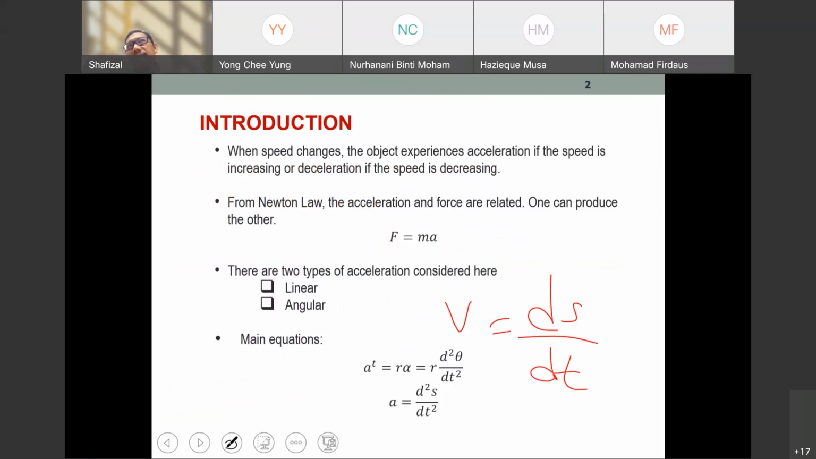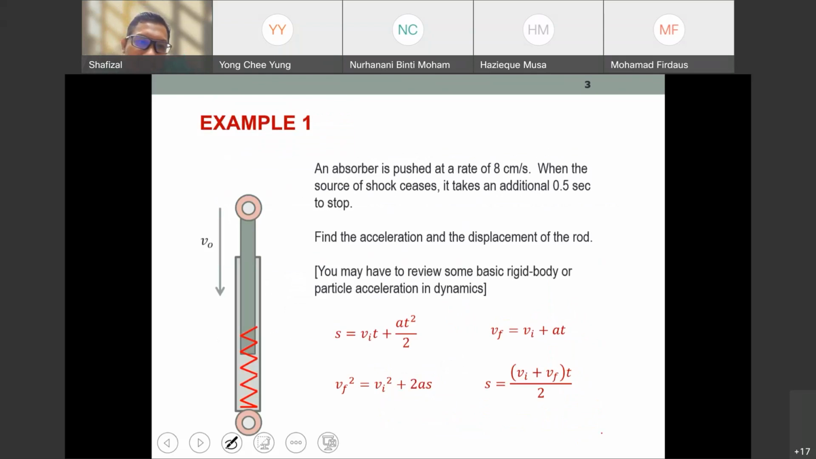Pembezaan sekali beza, in terms the change in distance over the change in time. But for acceleration, dia 2 kali. Kita 2 kali ada d2s/dt2 as 2 kali kita buat pembezaan kan? Right, so this is the dynamics. I think you need to look at all these equations that you have learned before in dynamics, right?